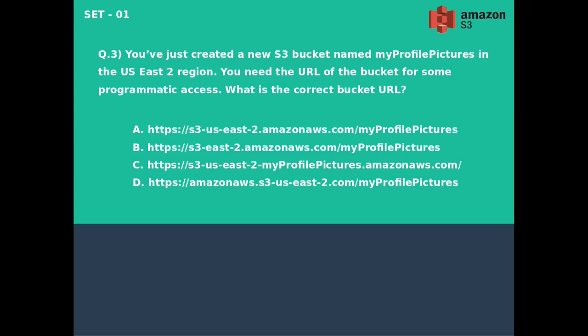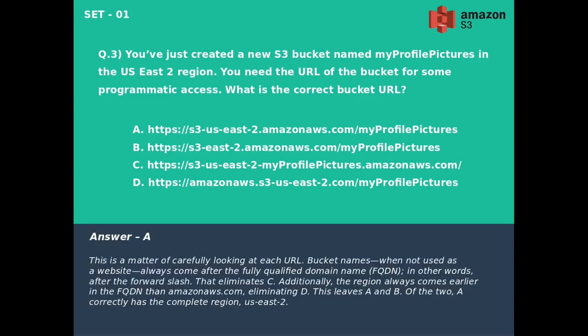Question 3. You have just created a new S3 bucket named My Profile Pictures in the US East 2 region. You need the URL of the bucket for some programmatic access. What is the correct bucket URL? So just have a look at options A, B, C. And the correct answer is A.